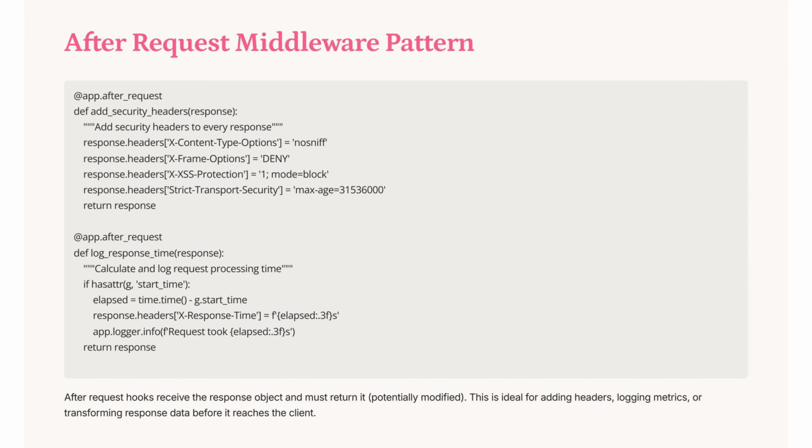After request hooks in Flask allow you to modify responses before they reach the client. For instance, adding security headers like X-Content-Type-Options and logging response times. These hooks enhance security and provide valuable metrics, ensuring efficient and safe application performance.